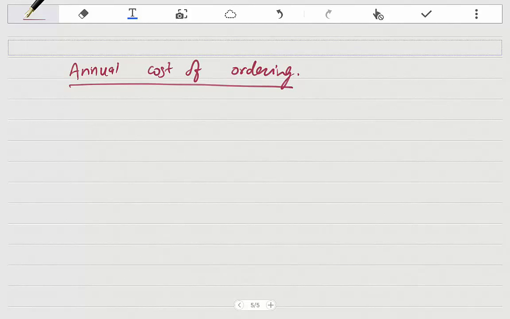Then let's go to our next part, the annual cost of ordering. Well, this part, the annual cost of ordering, is slightly more involved. The first part is easy. So if you order, say, X times, and it costs you, say, Y dollars to order every time, the annual cost of ordering would be X times Y, right? So let's see what this X would be.